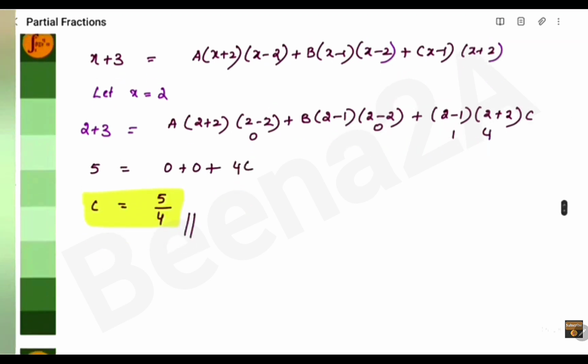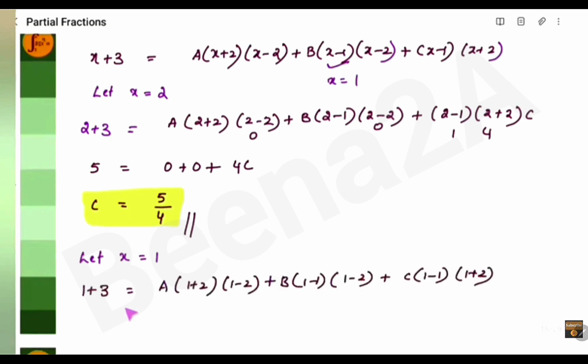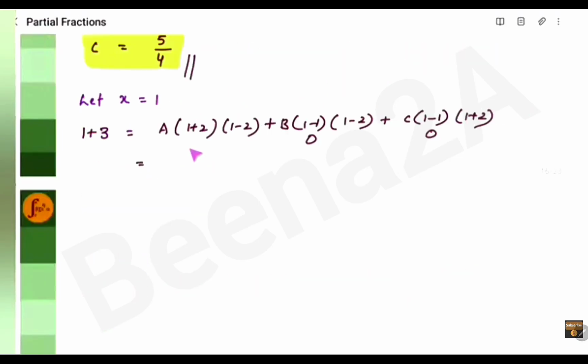Now we'll assume x equal to 1, that is this one. Here x minus 1, so we'll take x equal to 1. When x is equal to 1, we'll get this particular expression when we substitute x equal to 1. So we'll get 3 minus 1. So we'll get minus 3 plus 0 is equal to 4. So A is equal to minus 4 by 3.